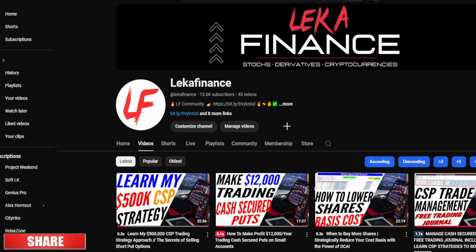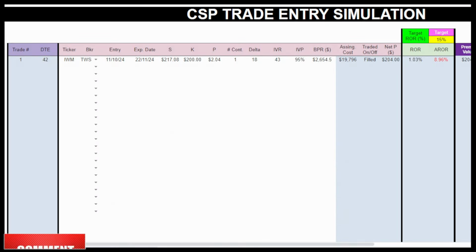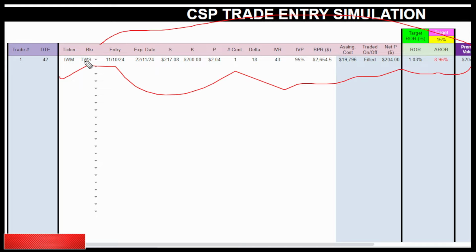It is just an illustration, this thing here, which is Learn My $500,000 Cash Secured Put Strategy. Okay, because all the trades go through this thing here that I said to you guys, which is the simulation to see if it meets my requirements. And I picked this trade here on purpose to show you guys what these things mean, because these two numbers here are the golden goose.